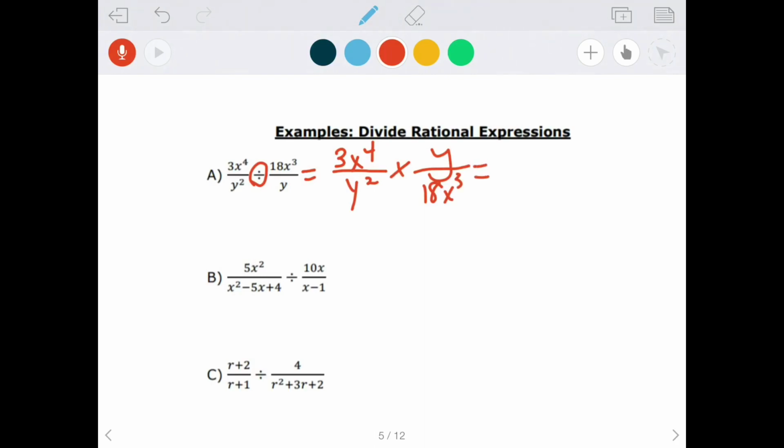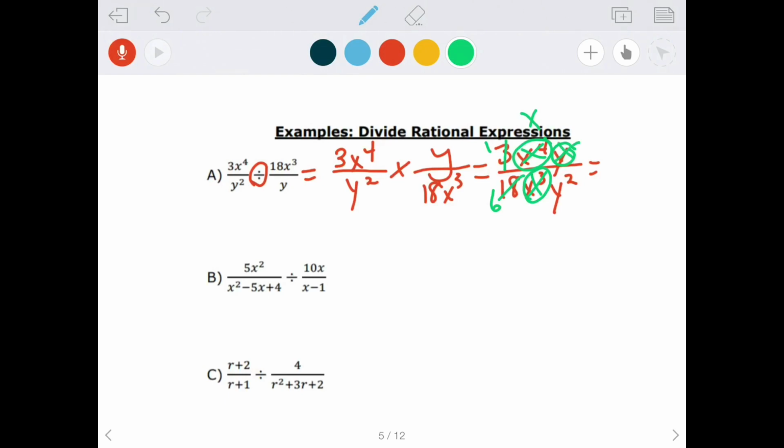So next I'm going to multiply across, so I have 3x to the 4th y all over 18x to the 3rd y squared. And our final step, we are going to reduce. So I can reduce 3 over 18, so my 3 becomes a 1, my 18 becomes a 6. I have x to the 3rd here and x to the 4th in the numerator, so I can cancel out all 3 of these x's, and my x to the 4th becomes just a single x.